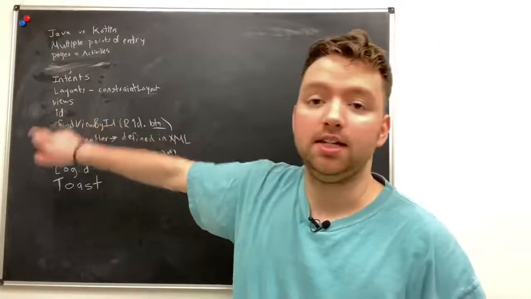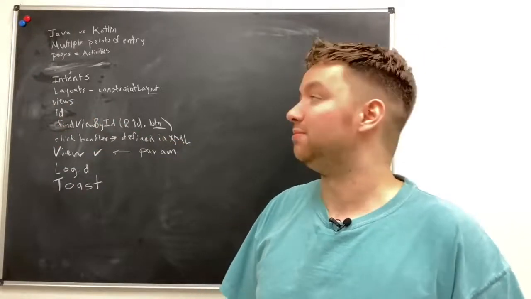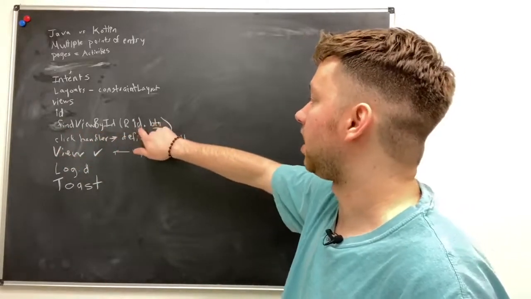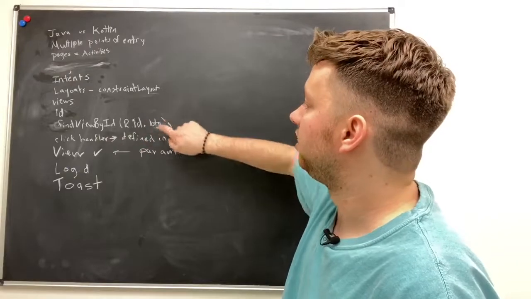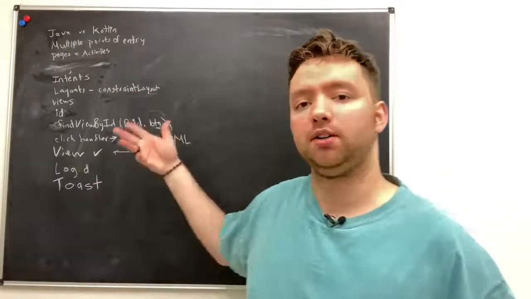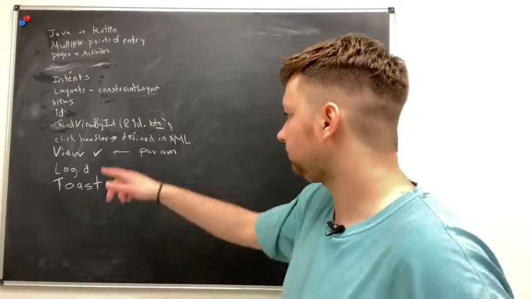Now we can give an ID to these views so we can reference them in code. We do this by saying findViewById, passing in R.id, whatever the ID that we assign it is. So for example, button or button11 or whatever it might be.